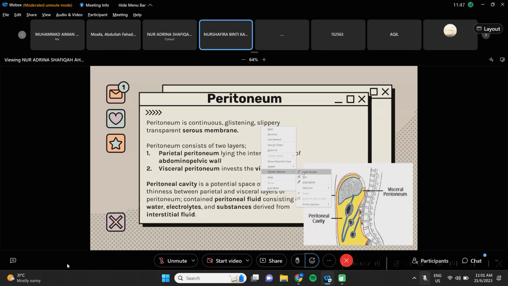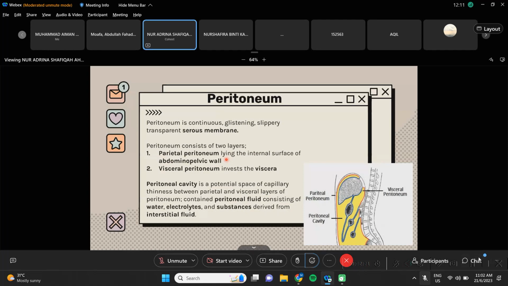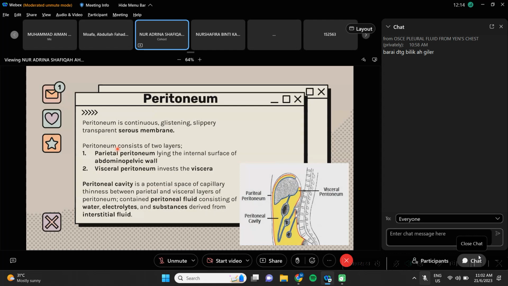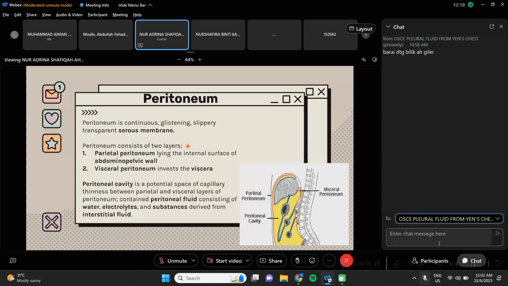Okay, peritoneal. So this is an overview of the anatomy of the peritoneum. The peritoneum is essentially a continuous, glistening, slippery, transparent serous membrane. There are two layers, parietal and visceral, as everyone already knows. The parietal peritoneum lies on the internal surface of the abdominopelvic wall, meaning it is from abdomen to pelvis.